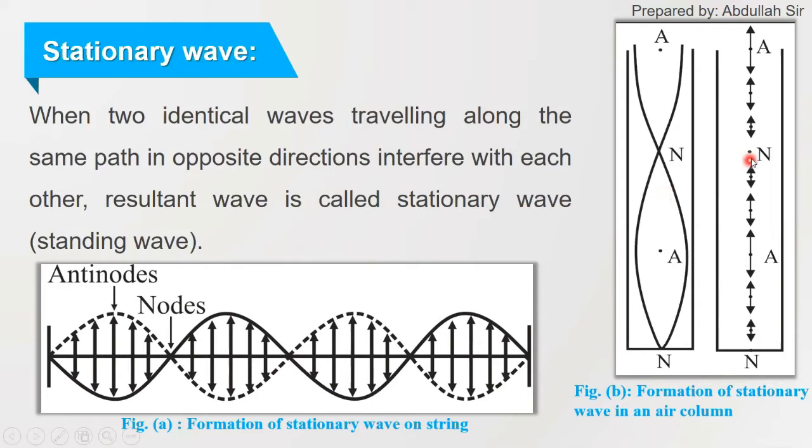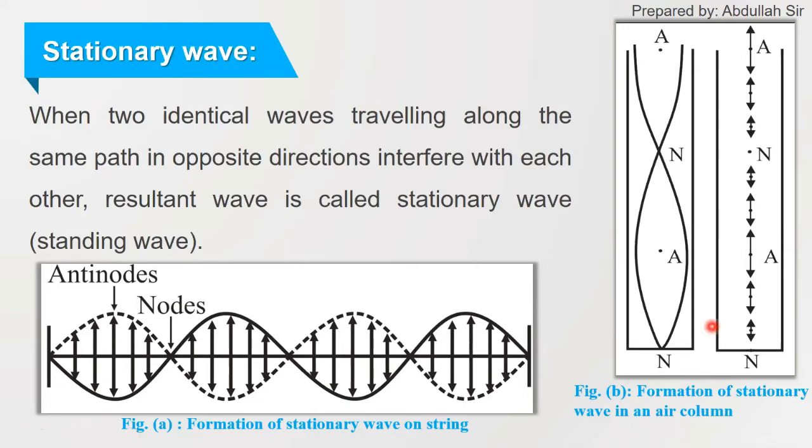Now there are certain points at which the displacement is minimum. These points are called nodes, and here it is denoted by N. And there are certain points of the medium at which the particles vibrate with maximum amplitude. These are called antinodes. So of these two, image A illustrates the example of a stationary wave on a string, and image B is the stationary wave of an air column.